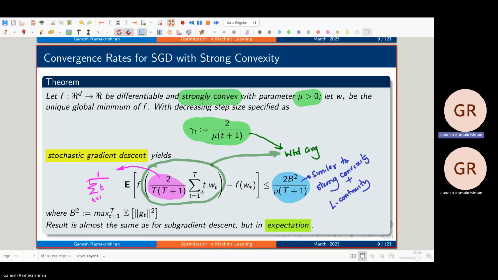But the point is, this is a little forgivable. Basically, 2 upon t into (t plus 1) is nothing but 1 upon the summation of t. This entire expression in pink is 1 upon the summation over t. And what you're trying to do here is the summation of t into w_t divided by the summation of t. So in some expected sense of the function evaluated at the weighted combination of points, we are able to show similar results. With strong convexity plus Lipschitz continuity, the right hand side is the same.